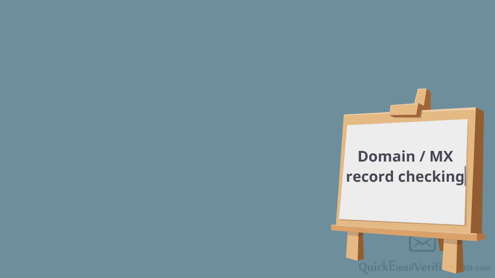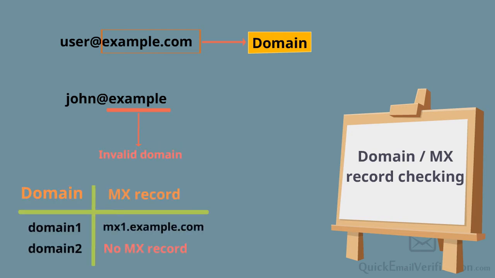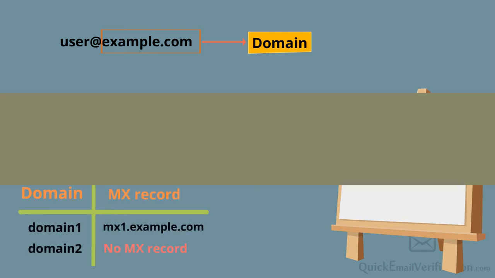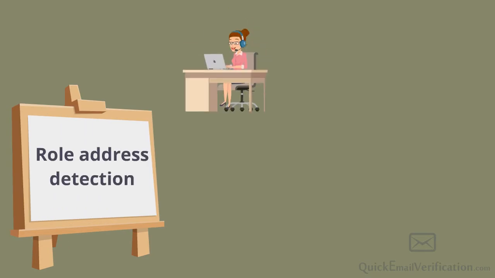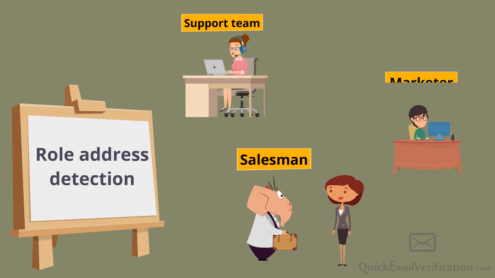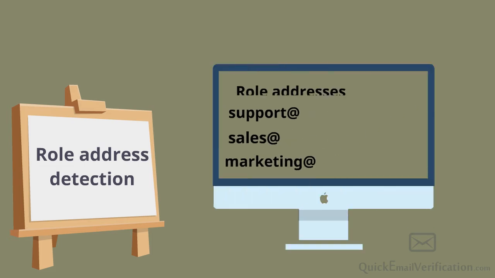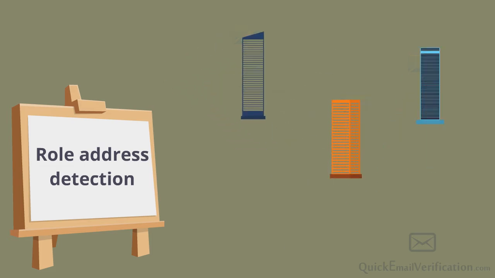Next, the system carries out domain and MX record checking. The check rejects the address if the domain is invalid or if the MX records are missing. Another thing to check is whether the email address is a role-based address. A role address is mostly a shared address, representing department or role. Sending emails to such addresses can adversely affect deliverability and generate spam complaints.